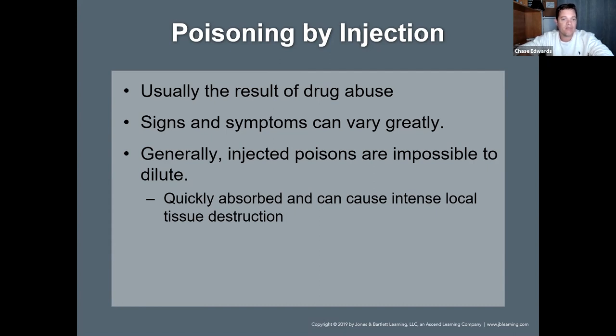Where are we at? Poisoning by injection. Usually, this is going to be the result of a drug overdose or drug abuse, for example things like heroin or cocaine. Signs and symptoms can vary greatly with these. Frequently, the patient may be able to identify the source, greatly simplifying the assessment process, right?